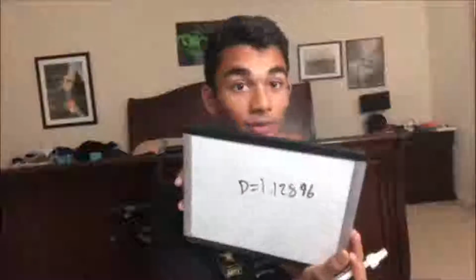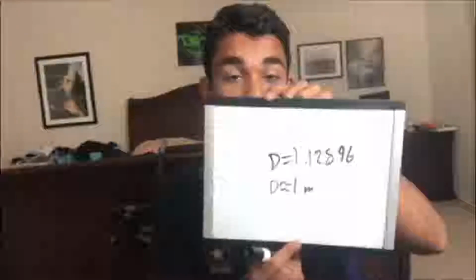But if we were going to use sig figs, because the largest number, the smallest significant figure is 2, because it only has one significant figure, d would be around 1 meter, which is equivalent of 3 feet. That's pretty cool.